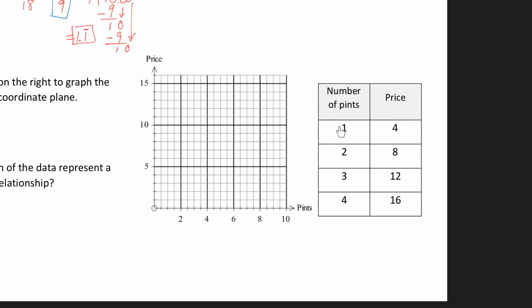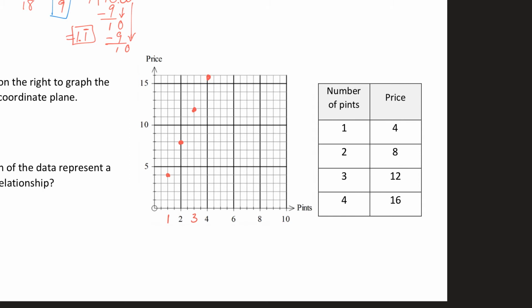So I will plot this point 1, 4. 1, see that's 1 right there. 4 is right here. And then 2, 8. 2, 5, 6, 7, 8 is right there. 3, 12. That's 3. And then 12, 10, 11, 12 right there. And 4 and 16 goes all the way to the top.